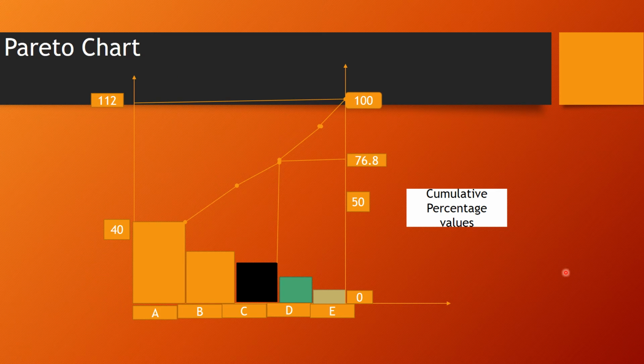If you look at this slide, on the right hand side we have the vertical axis with percentages, cumulative percentages. To get the scale of this axis, we equate 100 to 112. Once we equate that, accordingly we can get the scale of this axis. Now to complete this, we need to draw the cumulative frequency graph.